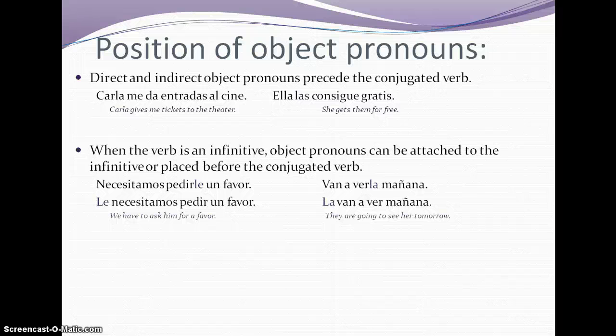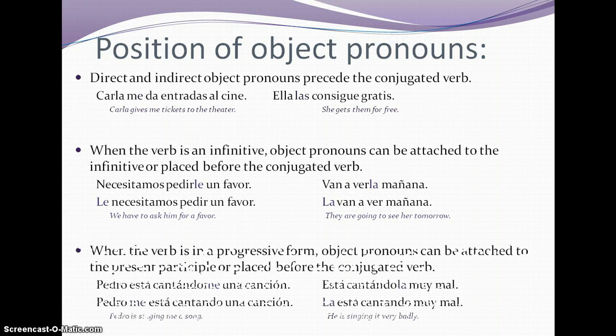When we have an infinitive construction, we do have a choice. That object pronoun can either be attached to the infinitive or placed in front of the conjugated verb. So our indirect object pronoun examples: necesitamos pedirle un favor. Le necesitamos pedir un favor. Our direct object pronoun example: van a verla mañana. La van a ver mañana.